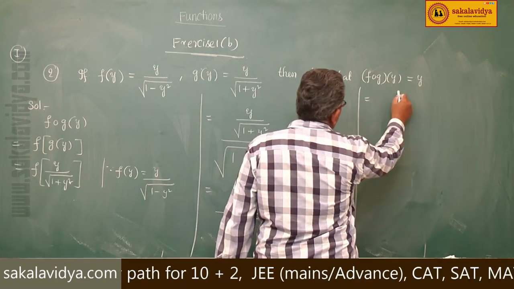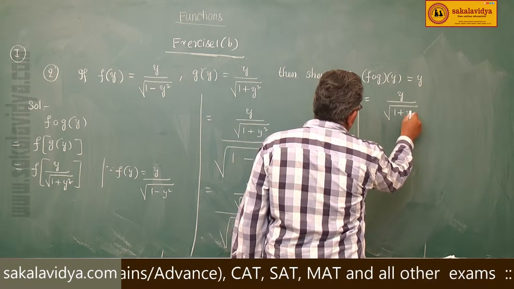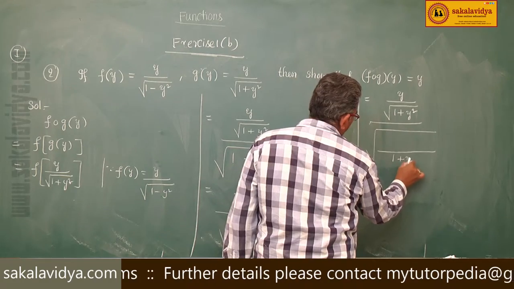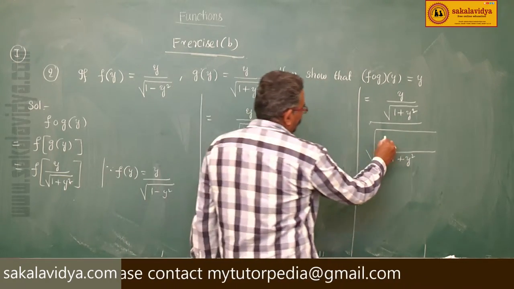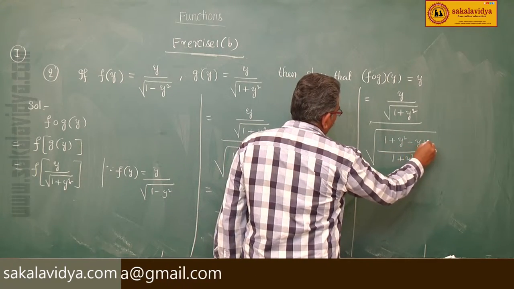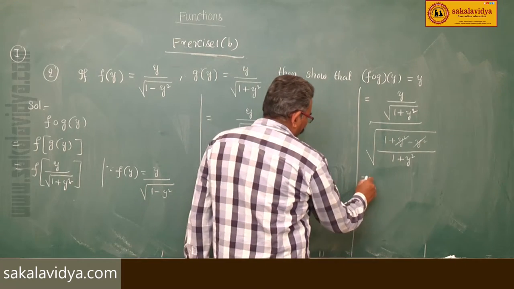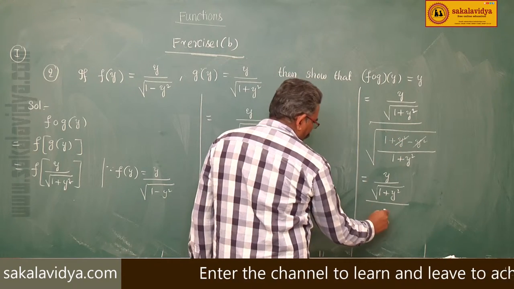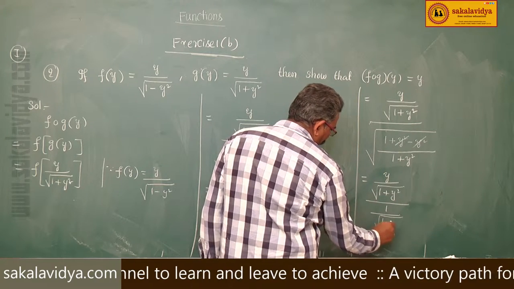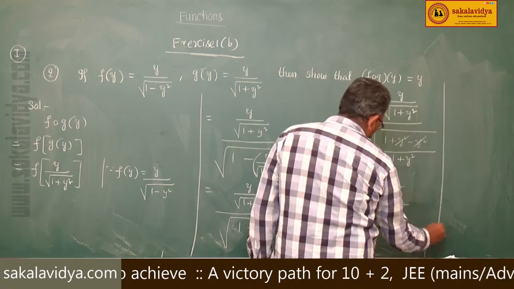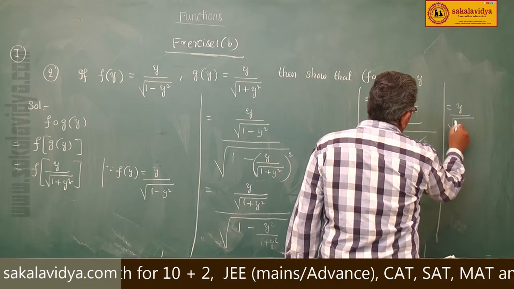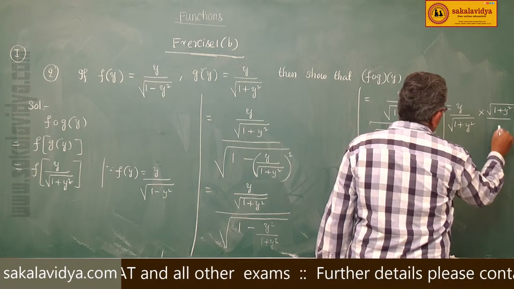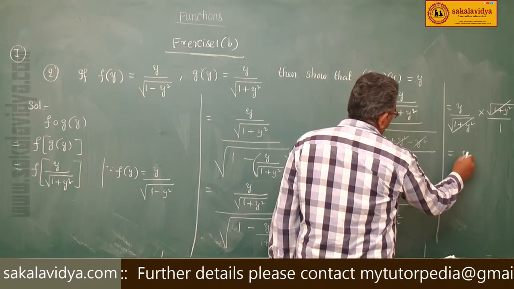This is equal to y by root of 1 plus y square by root of, here LCM is 1 plus y square, 1 plus y square into 1, 1 plus y square minus y square. This gets cancelled. y by root of 1 plus y square by root 1 is 1, this is root of 1 plus y square. So this equals y by root of 1 plus y square multiplied by root of 1 plus y square by 1. This gets cancelled, y by 1. So, y.